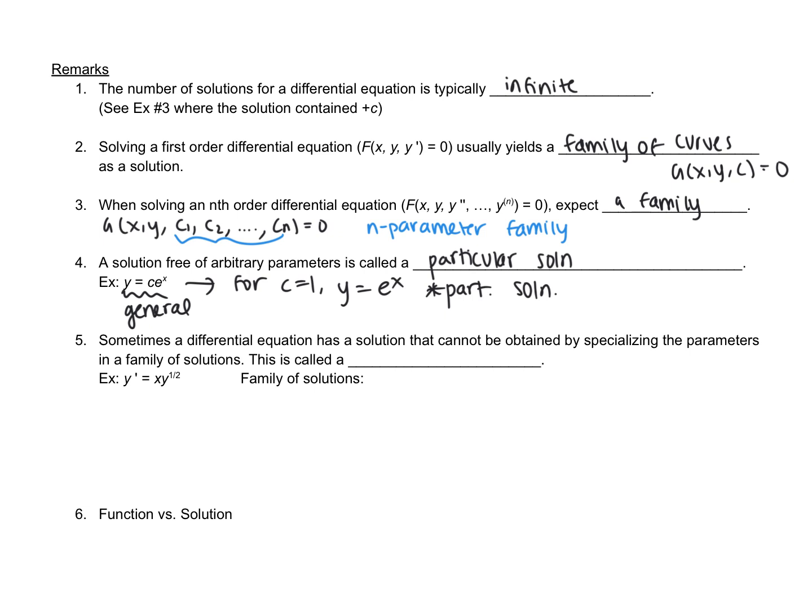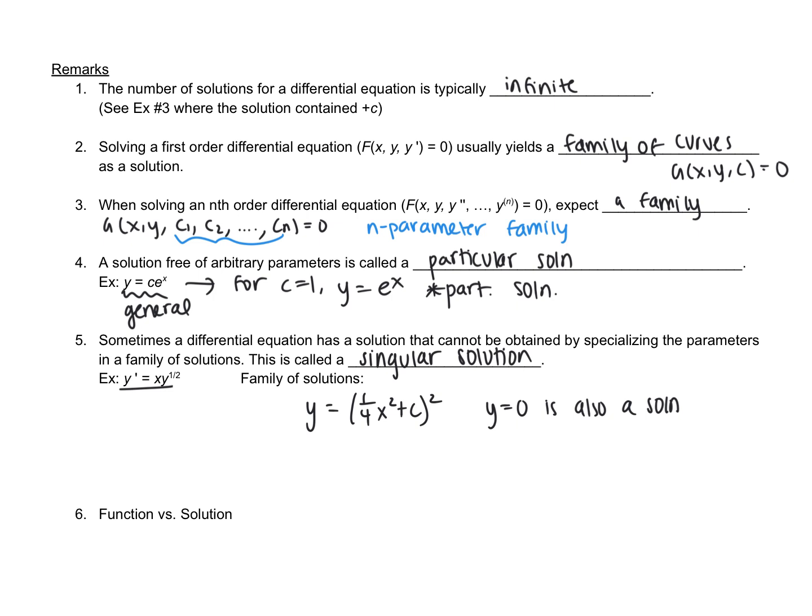Sometimes a differential equation has a solution that cannot be obtained by specializing the parameters in a family of solutions. This is called a singular solution. For example, we have this differential equation here: y prime is equal to x y to the 1/2. The family of solutions, and we'll know how to solve this eventually, is y equals (1/4 x squared plus c) squared. That being said, y equals 0 is also a solution.